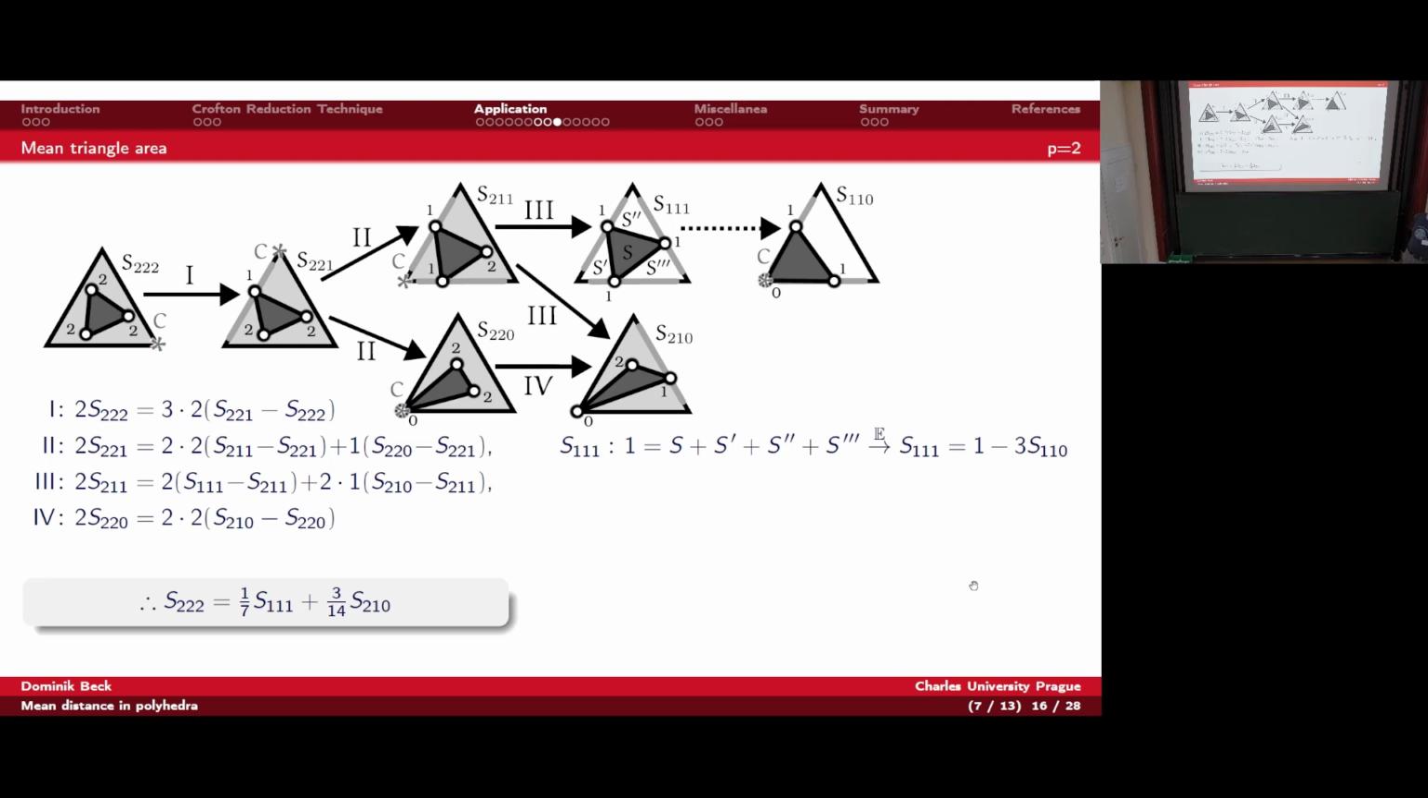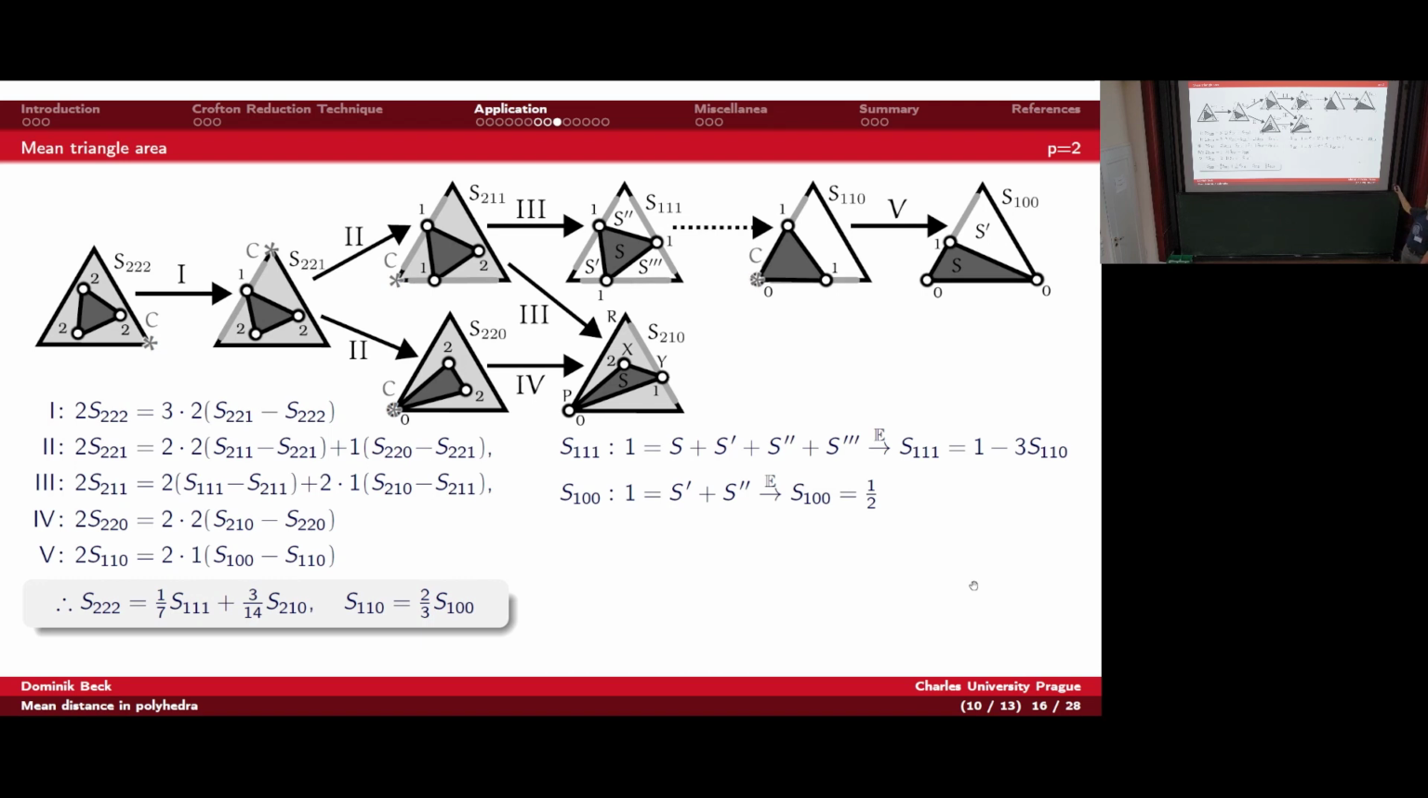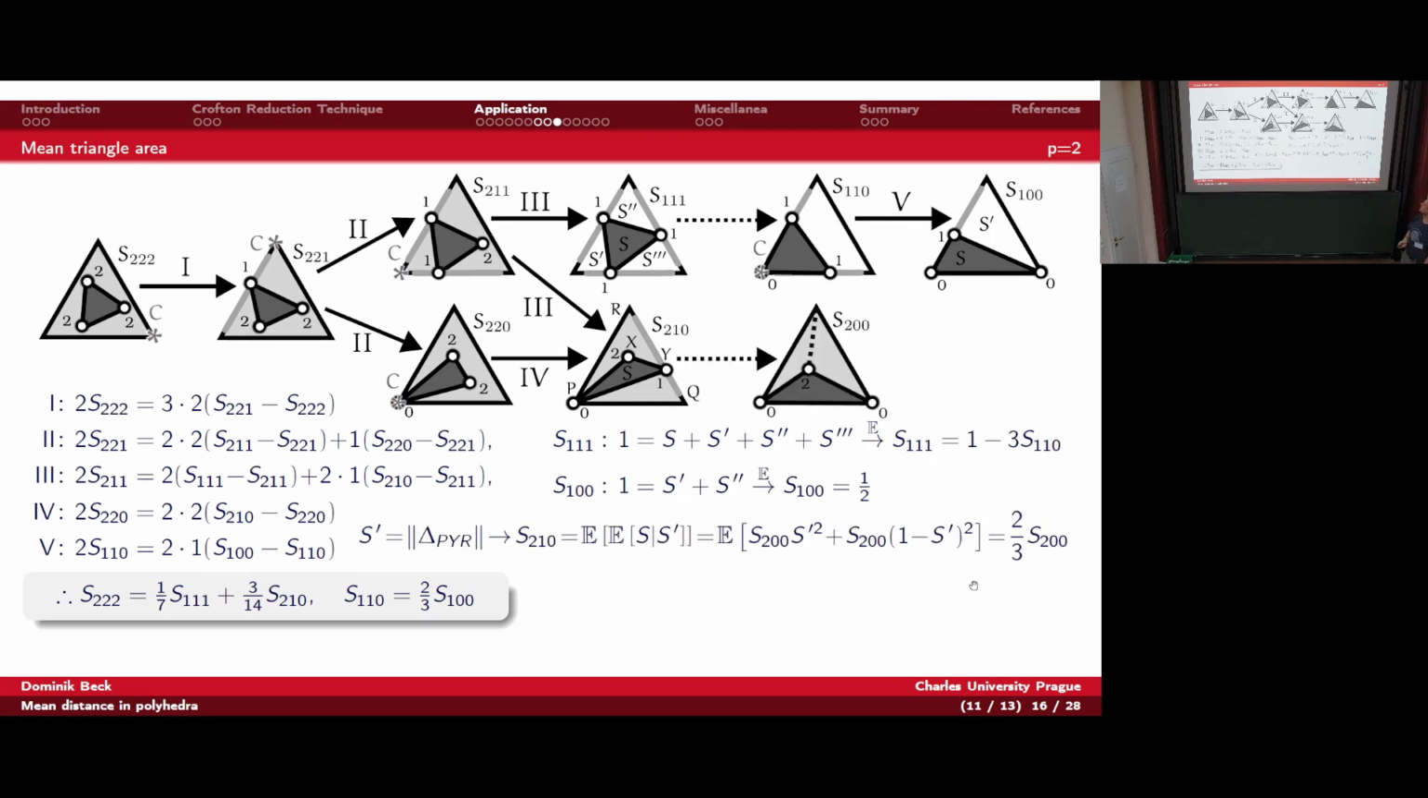And this configuration is reducible again, so we reduce it, and you are left with this mean area, which is actually very simple because it's 1/2. But you can again make this trick because these are actually the same, and you get that this S100 is 1/2. In the other case, the other example is not so trivial, but the computation is not hard. You use conditioning.